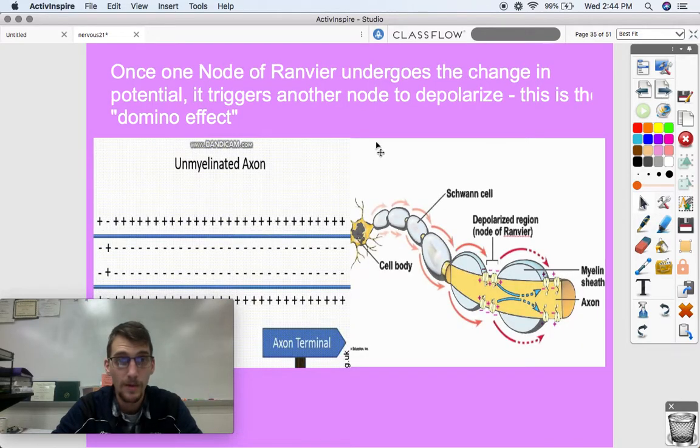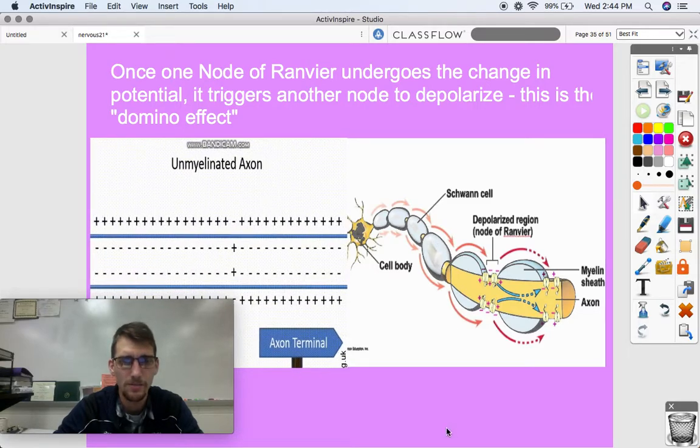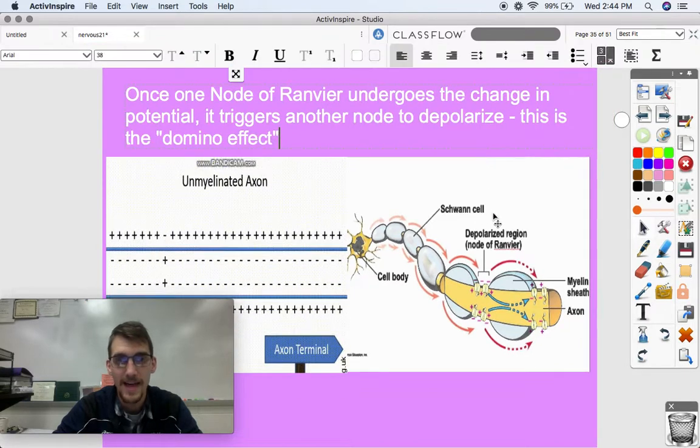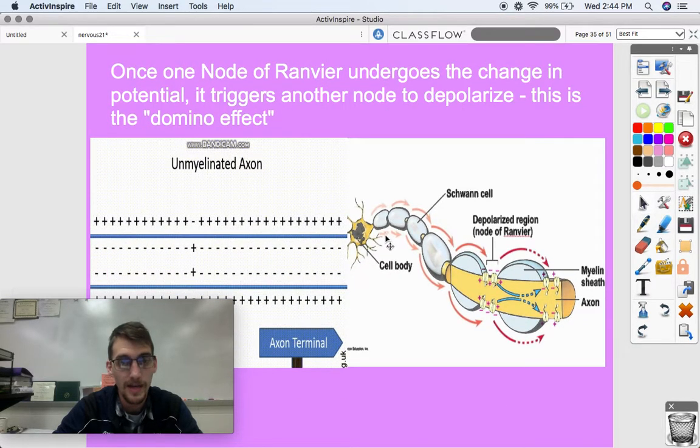The last term I want to introduce to you here is what we call the domino effect. Look, I brought it up again. Once one node of Ranvier undergoes the change in potential, it triggers another node to depolarize, and that's what's called the domino effect. It's like dominoes. You topple one over, and it topples the rest of them over. So it goes from one, which triggers the next, which triggers the next, and so on and so forth, rather than this unmyelinated axon over here.